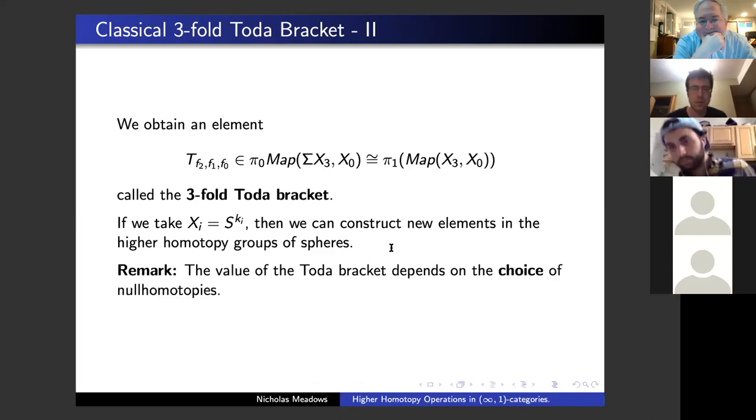So one kind of weird thing about Toda brackets is that it actually depends on the choice of null homotopies we make. So if we choose different null homotopies, we get different values for the Toda bracket.